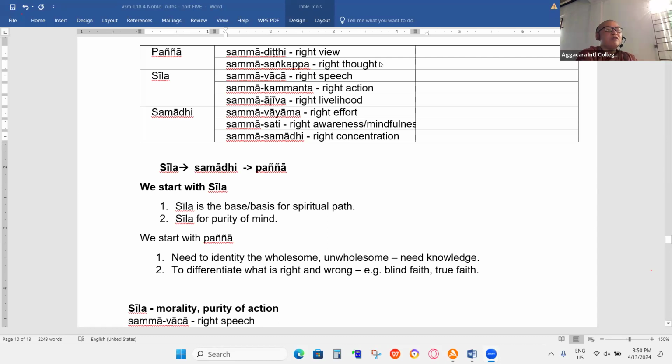So panya supports everything. After right view, you have right thought, then you start to have good morality, then you know the right way to practice meditation. Because what is meditation? Just now we said, what is Samma Vayama, right effort? There are 4 ways. What is Samma Sati? The 4 foundations of mindfulness. And then Samadhi, according to one sutta, is talking about 4 jhana. So at least we need to have some knowledge, then we are doing it in the right way.